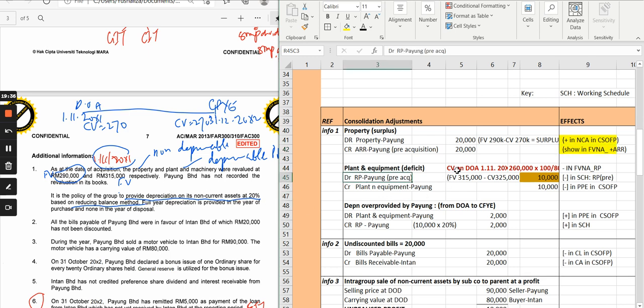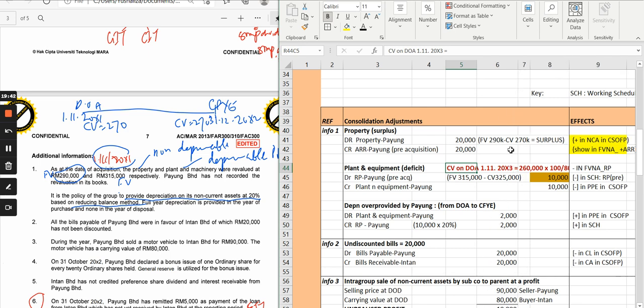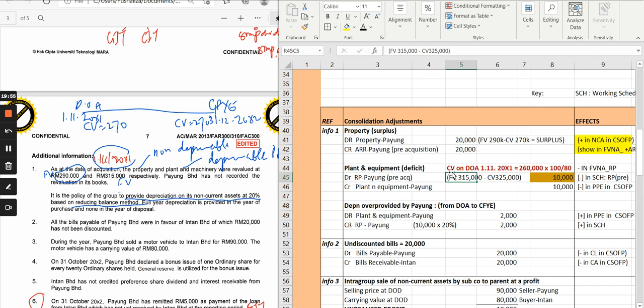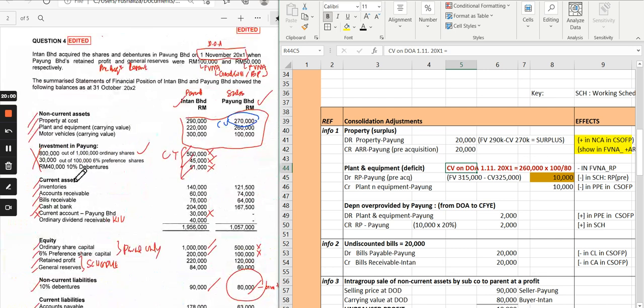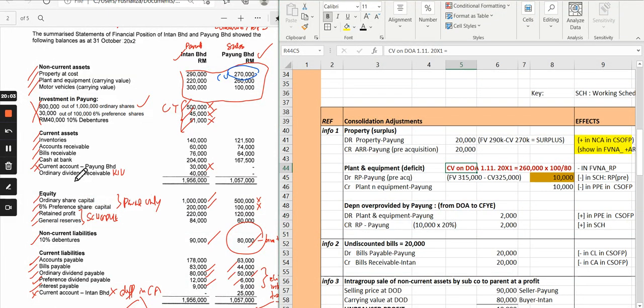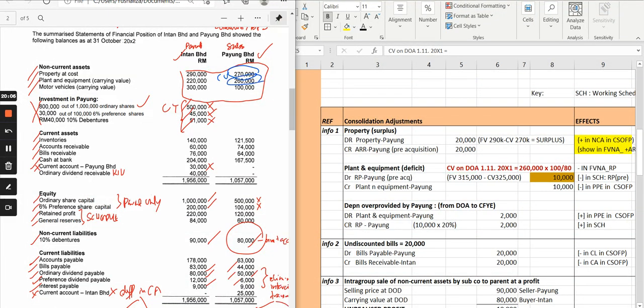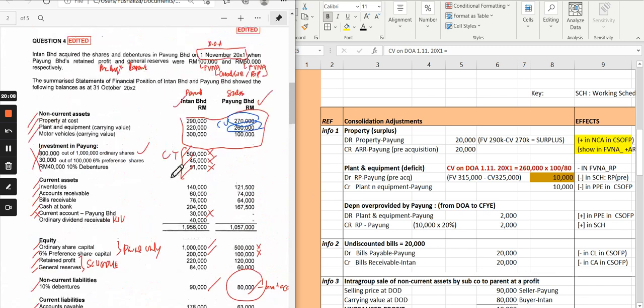You would have to find out what is the carrying value on 1st of November 20X1, that is on the date of acquisition. To do that, you can use the same technique, which is to gross up 260,000. Where do I get 260,000? 260,000 is here from the plant and equipment of Payung. That was not on 31st of November 20X2, that was on 31st of October.